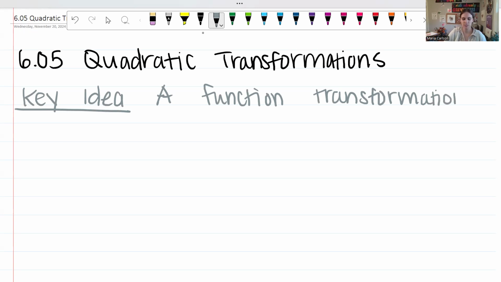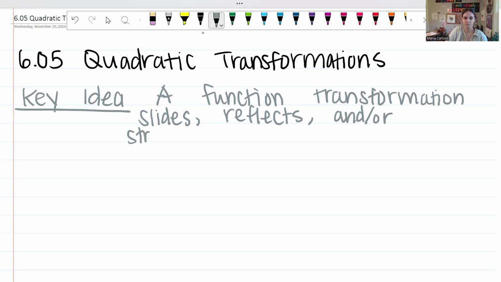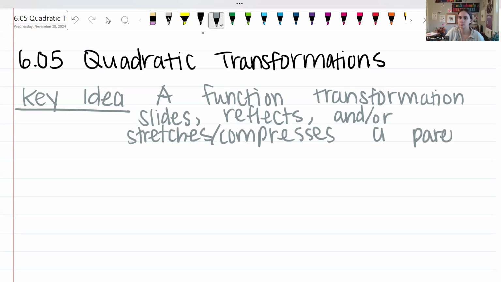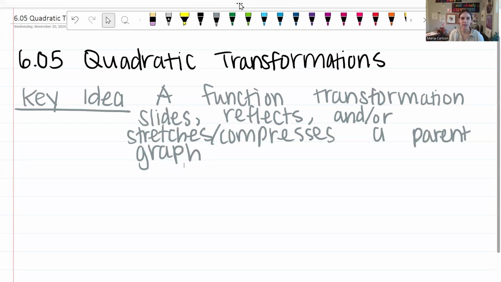it changes the graph. It slides, reflects, and/or stretches or compresses it in some way. And what is it stretching or compressing? A parent graph. So a function transformation slides, reflects, and/or stretches, compresses a parent graph.